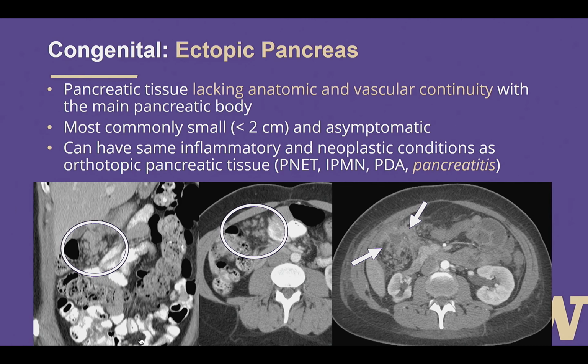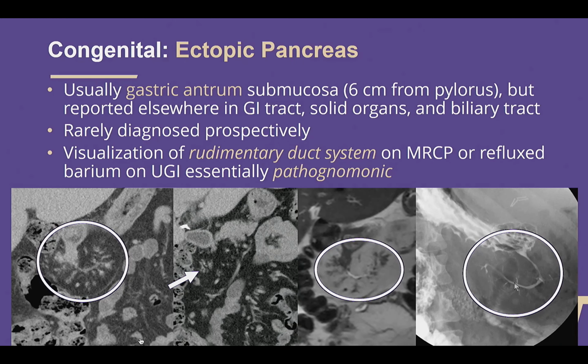But it's important to know that they're subject to the same inflammatory and neoplastic conditions as orthotopic pancreatic tissue, like neuroendocrine tumors, adenocarcinoma, or pancreatitis, like in this patient here who was biopsied and subsequently developed pancreatitis. Usually these arise from the gastric antrum submucosa within 6 centimeters from the pylorus, but they've been reported essentially everywhere throughout the GI tract, solid organs, and the biliary tree. As I said, they're usually detected incidentally, so we rarely diagnose them prospectively, but if you see a rudimentary ductal system, like in these images here, on either MRCP or an upper GI, then that imaging appearance is pathognomonic.